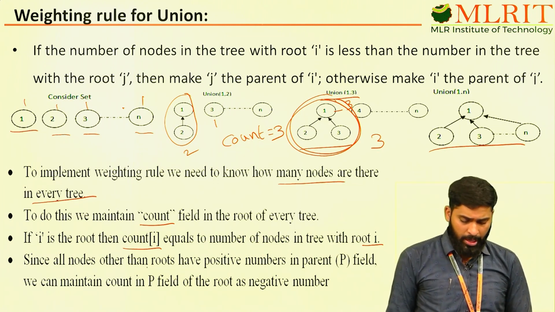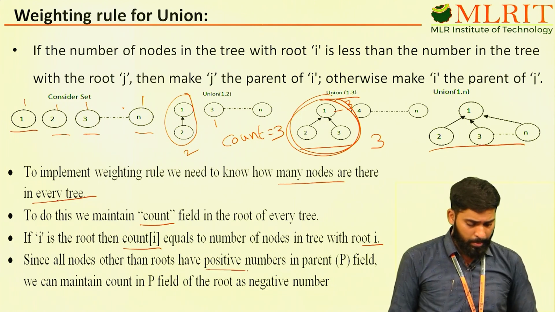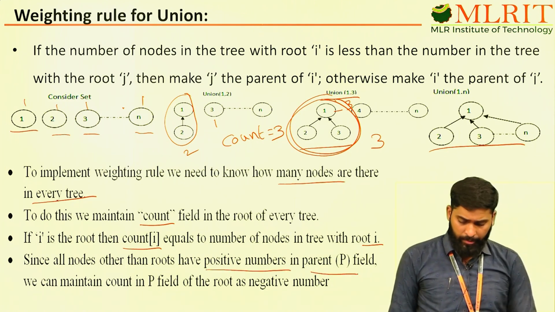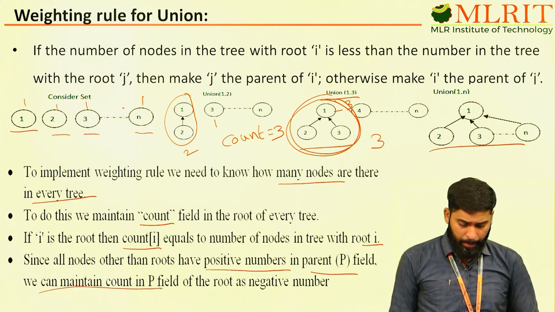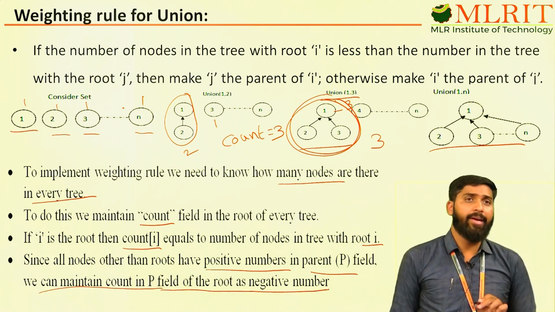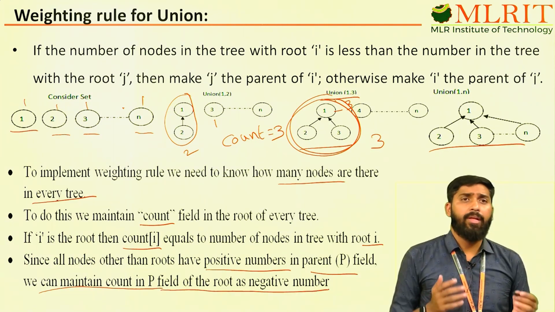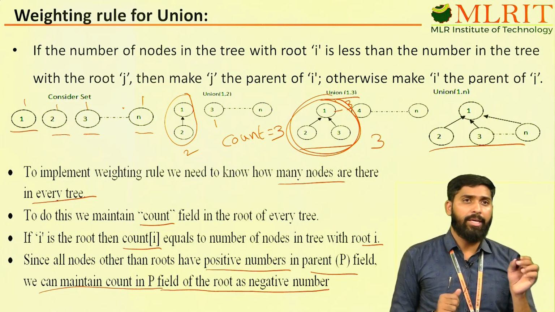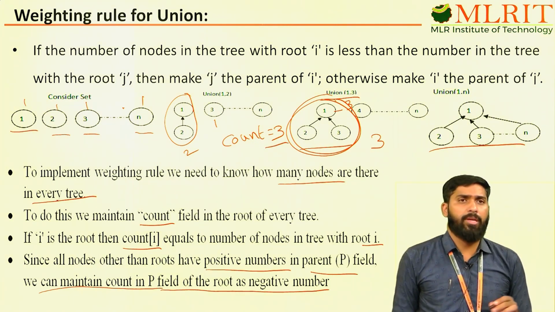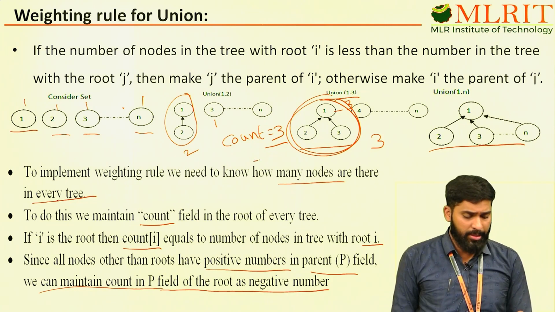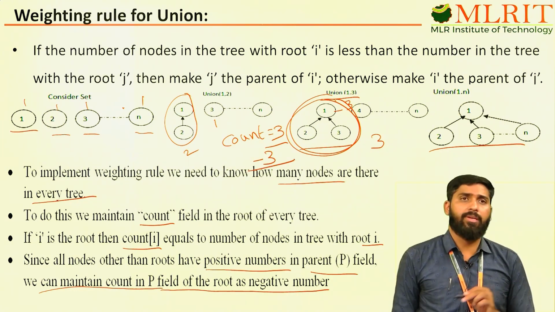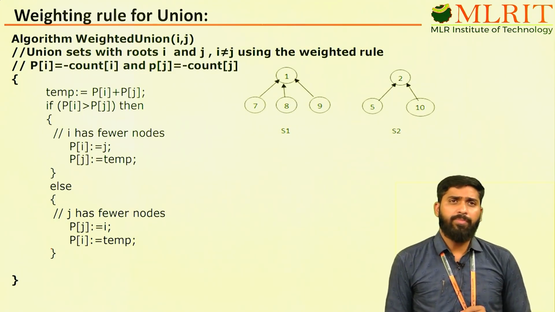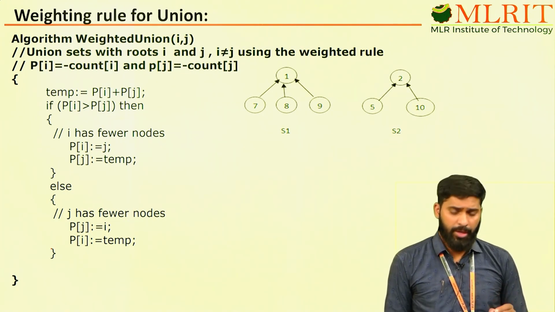Since all nodes other than roots have positive numbers in the parent field, we can maintain the count in the P field of the root as a negative number. We are going to maintain the count in the form of a negative value. For example, if the count equals 3, the number of nodes, I maintain this as minus 3. So this is the algorithm for the weighting rule for union.